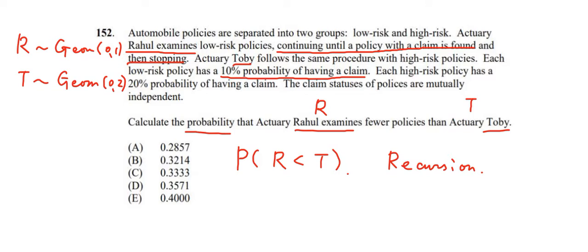So let's check R less than T. R is the first number. Here, the first time R is found, T is not found, right? So R equals 1, then T is not equal to 1, then R is less than T.